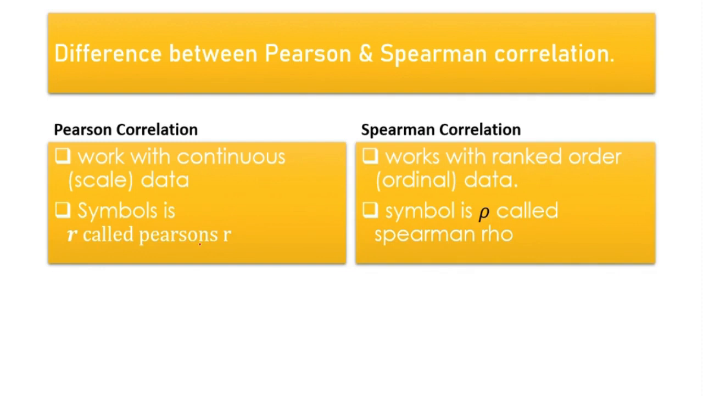Then what's the difference between Pearson and Spearman? That's what I just mentioned. This one works with continuous data, while this other one works with ranked data. The symbol for this one is R, and the symbol for this one is rho. They call this rho.